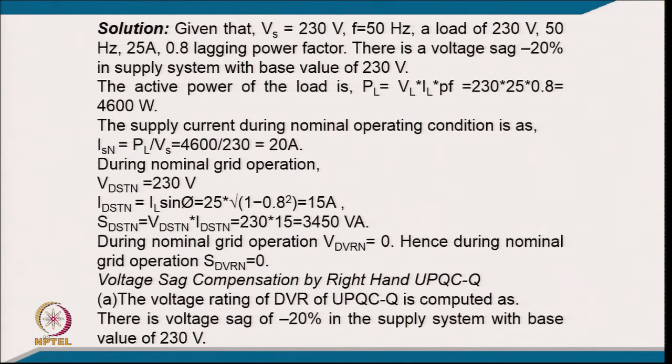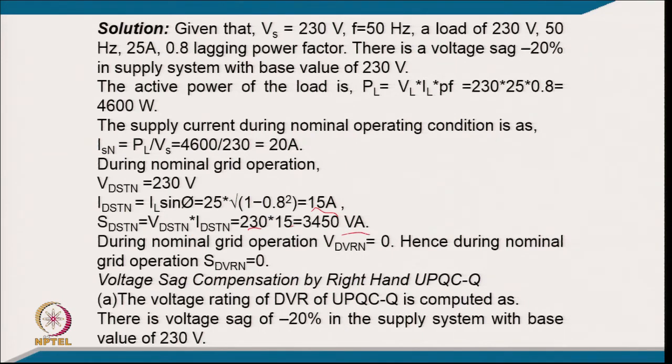The active power of the load is PL equal to VL IL PF. So, this comes around 4600 watt, and the supply current during normal condition is PL upon Vs. So, it comes 20 ampere, and during nominal grid condition the typical voltage is 230 volt, and I_G for the STATCOM is IL sin phi, that is 25 under root 1 minus 0.8 square. So, it is 15 ampere, and the STATCOM rating is 230 times 15, that becomes 3450 VA.